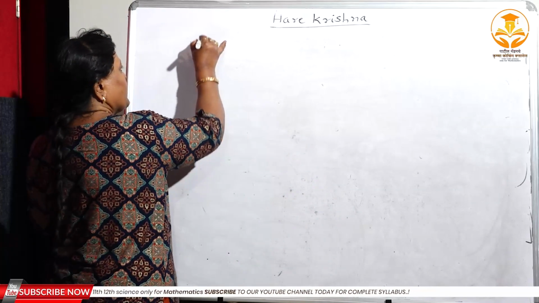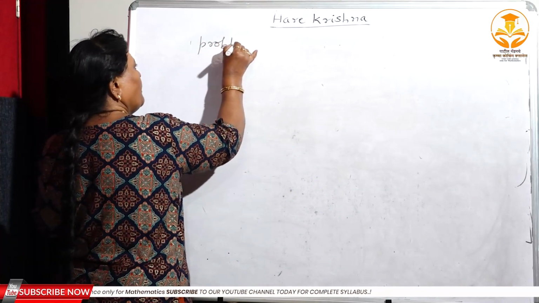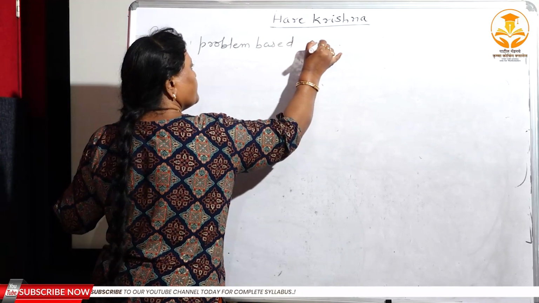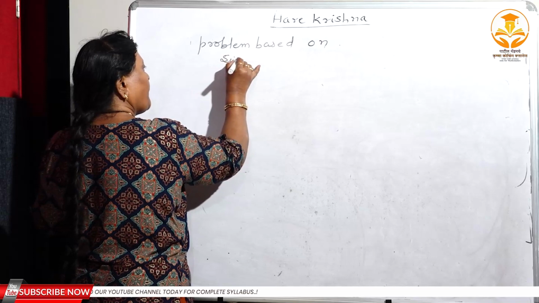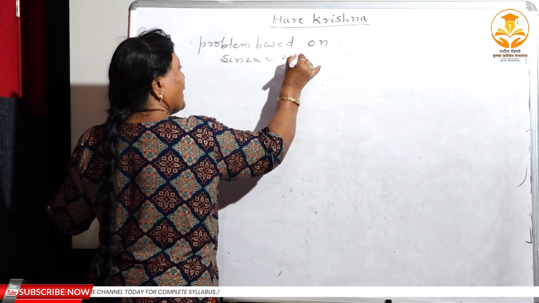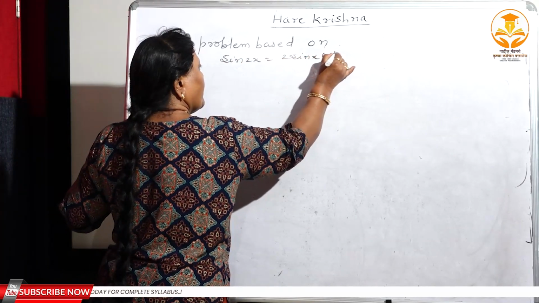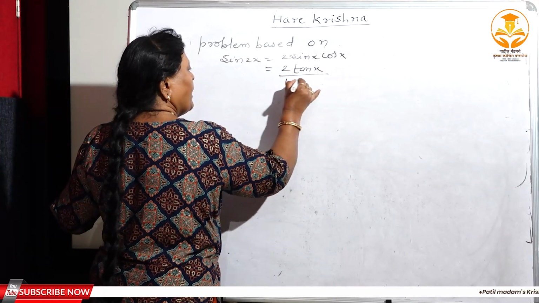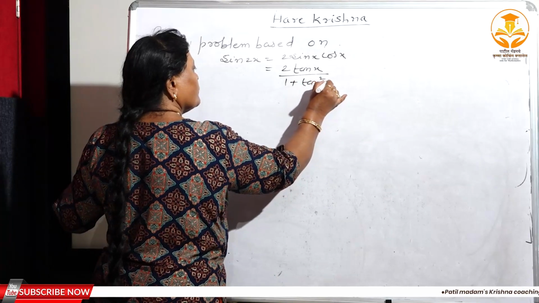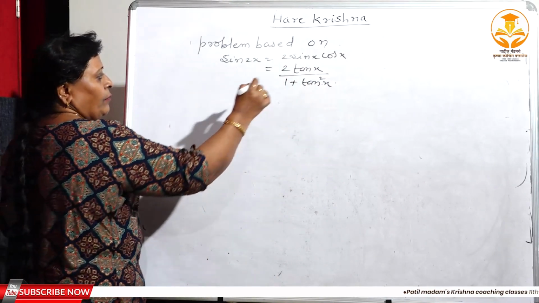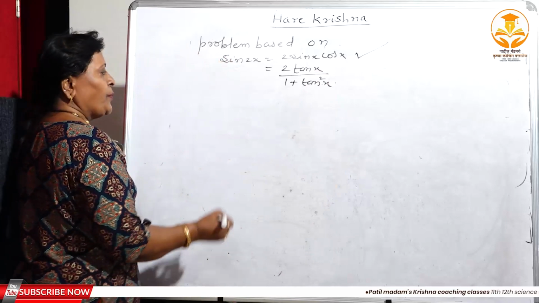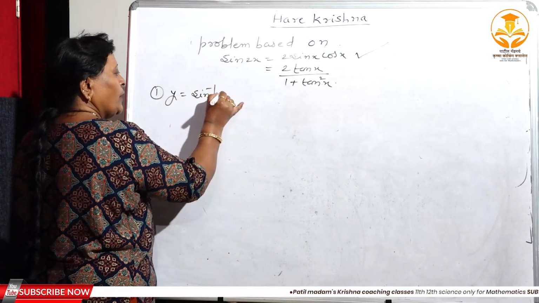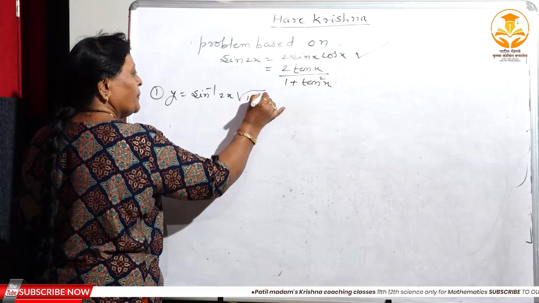Again, say the problem based on sin 2x, that is equal to 2 sin x cos x, and the other formula, that is 2 tan x divided by 1 plus tan square x, right? Now again the problems depending upon the first formula. See the problem here, I will take, that is sin 2x, root of 1 minus x square.